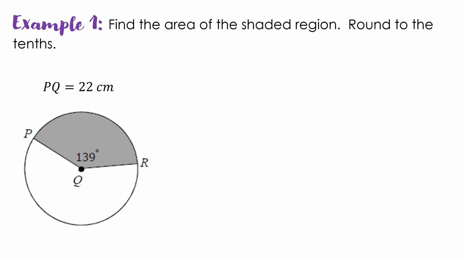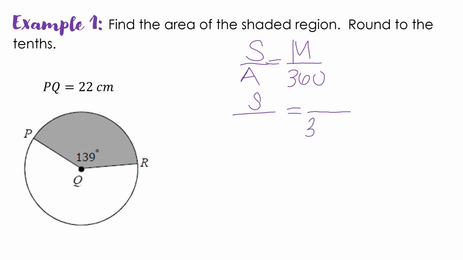All right, so example 1, we are trying to find the area of the shaded region. We're going to round to the tenths place. So I'm going to use my formula, S over A equals M over 360, and we're going to plug in the values that we know. We do not know S. A represents the area of the circle, which can be found by using the formula pi r squared. So area equals pi r squared.